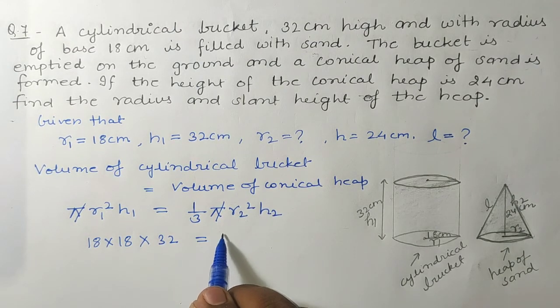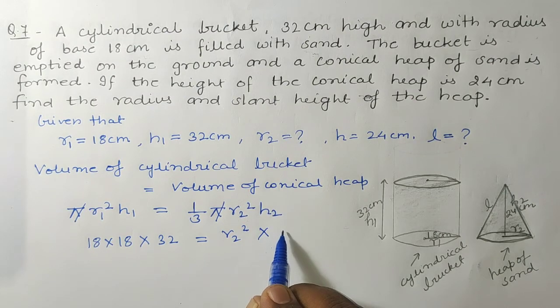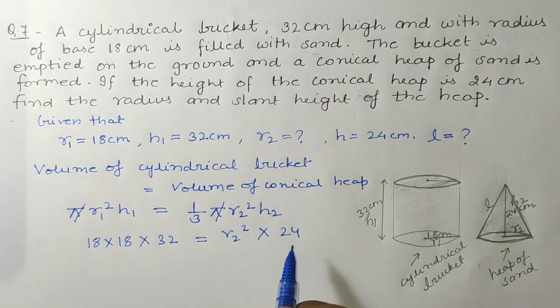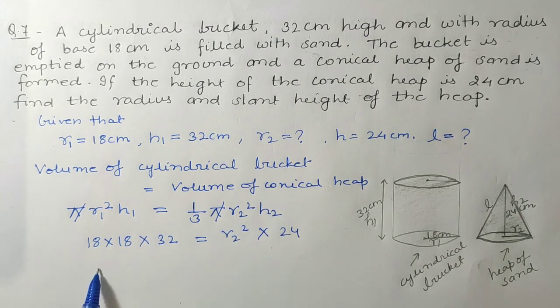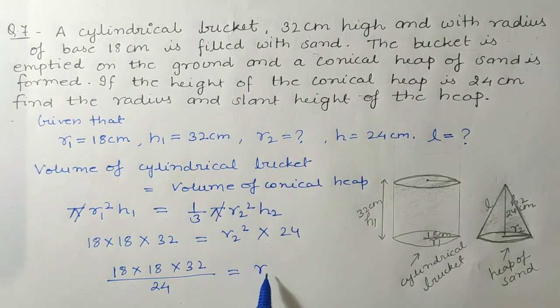Here R2 we have to find out. Okay, and H2 is what? H2 is 24. Now students, this 24 will be shifted to the left hand side. So here it is in the form of multiplication. So when it will be shifted, it will be in the form of divide. Okay, 32 upon 24 is equal to R2 square.